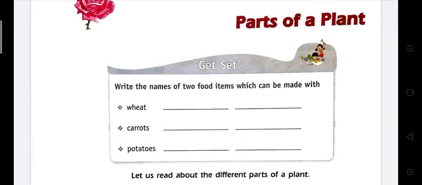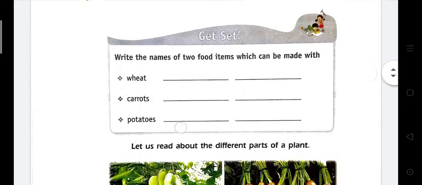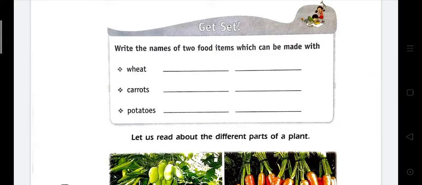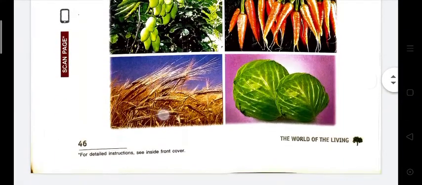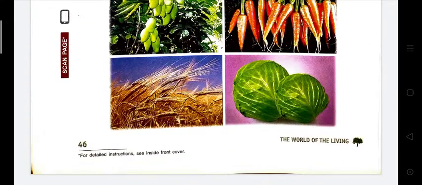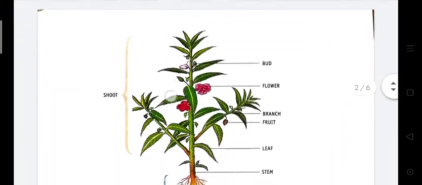Hello children. In this class we are going to start the chapter parts of a plant. Write the names of two food items which can be made with wheat, carrots and potatoes. You can write the food item that is made by wheat, carrots and potatoes that you eat.